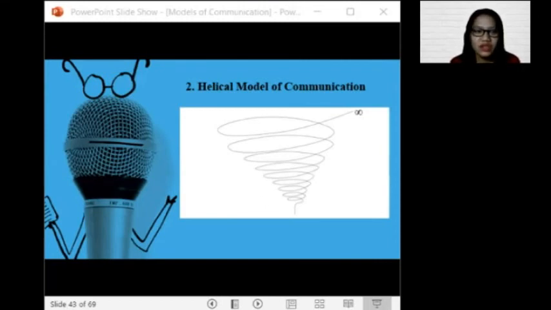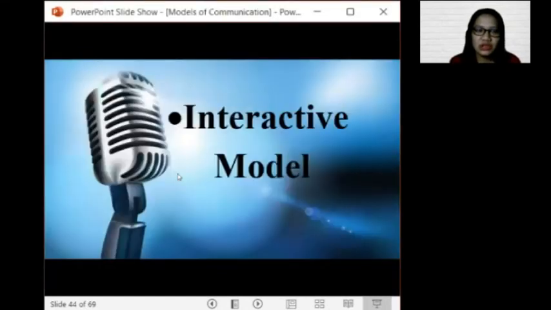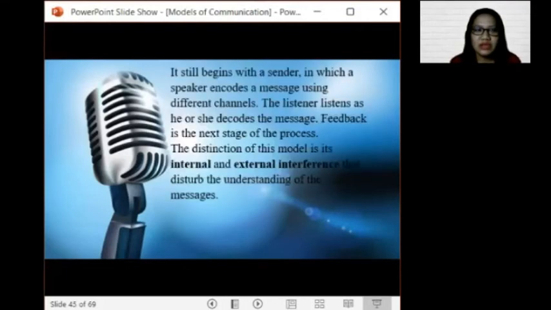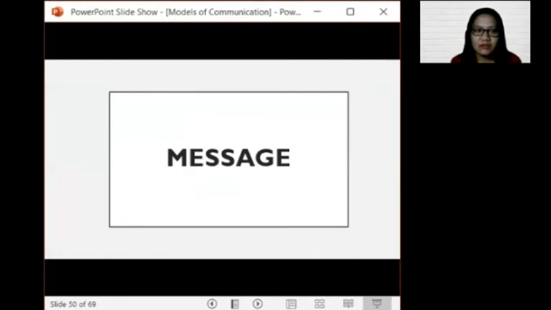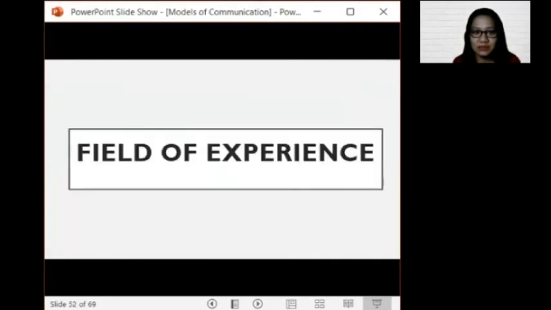Now we're going to go through the interactional or interactive model of communication. In this model, one of the main models here is the Wilbur Schramm model of communication. It is also affected by different elements such as the encoder, source or sender, the decoder or receiver, the message itself, the feedback, and the field of experience. The field of experience is one of the important elements here in the Wilbur Schramm model of communication. This is everything that makes a person unique. It's everything that they have learned, studied, watched, heard, and many more.